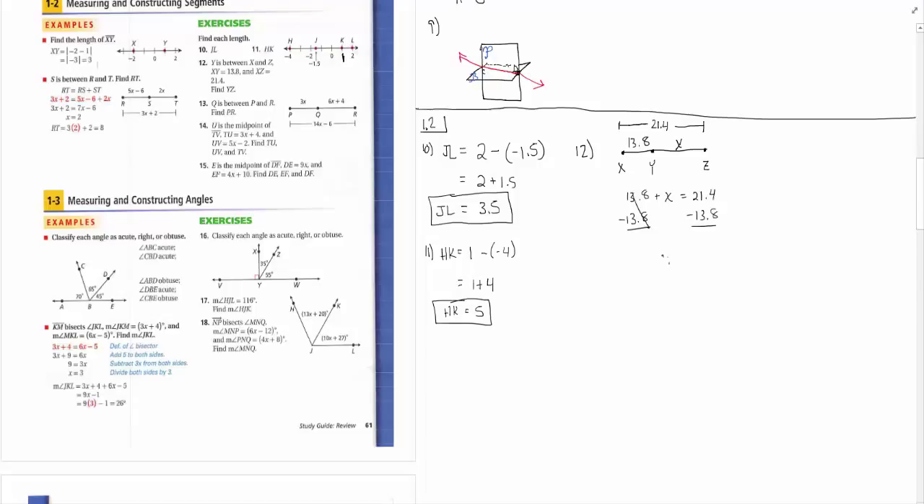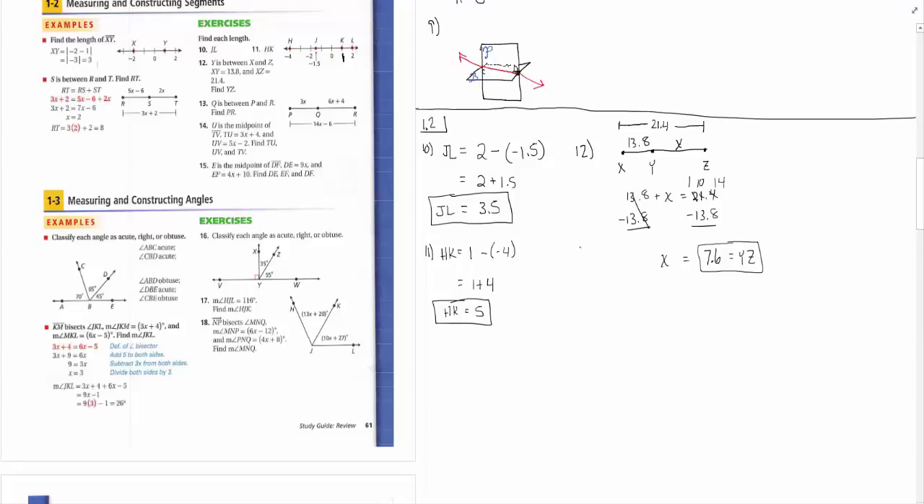And here we go. X equals, here I'm going to go ahead and borrow one of my units digits, bring it over here. So that's going to be 6. This one I'll borrow my units digit here, and that'll be a 10. So that's going to be 7. So I'm going to have 7.6 for x or yz. So remember that equals yz. So number 12 is 7.6 using segment addition postulate.